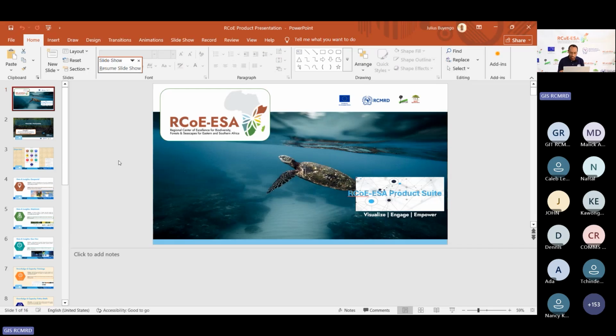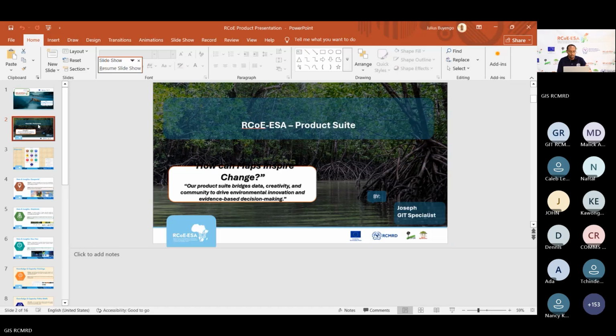So I'll be presenting on RCOE as a product suite. The main thing we're looking at is that we use the products to visualize, engage, and empower. At this point, I would like to pose a question: how can maps inspire change? I like to put it that we are using the product suite to bridge the gap between data, creativity, and community, to drive innovative solutions in order to inform decision making. My name is Joseph, and I'm an IT specialist here at RCMRD.